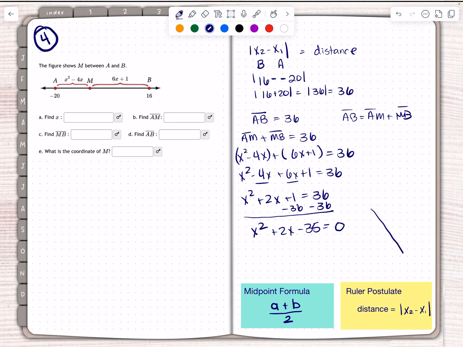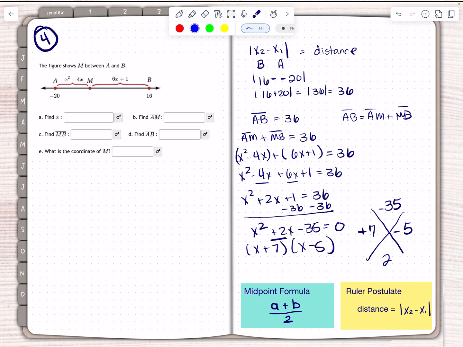I'm going to look at this. I need two numbers that multiply to negative 35, but when they add, they give us 2. If I use a 7 and a 5, and then 35 is negative, so I know that they're going to be opposite signs. The greater number is 7, so the greater number is going to keep the sign of the 2. So I'm going to have positive 7 and negative 5. So when I factor this, I'm going to have x plus 7, x minus 5.